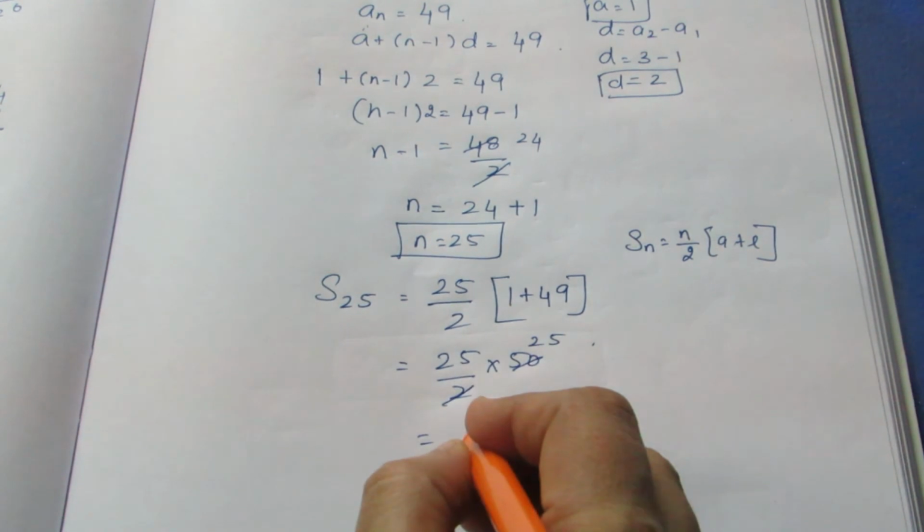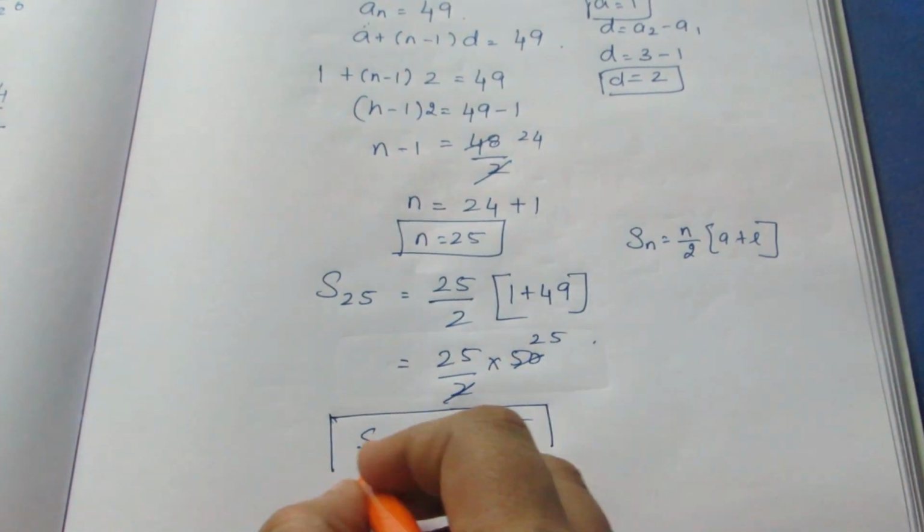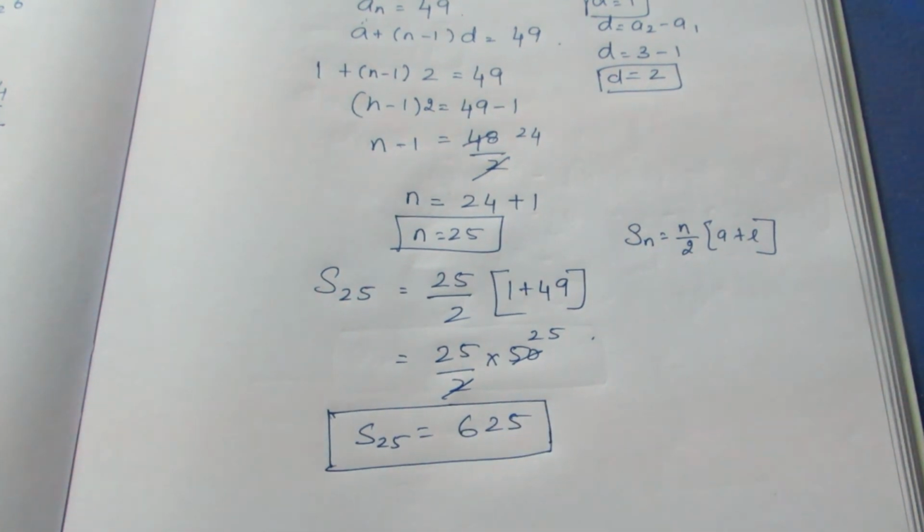25 into 25, 25 square is 625. So S25 is equal to 625. That's all with the sum. Thank you.